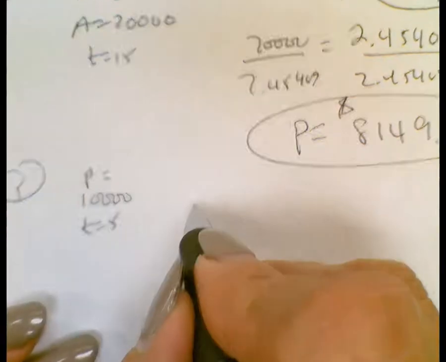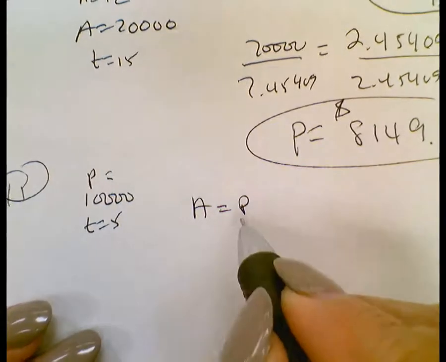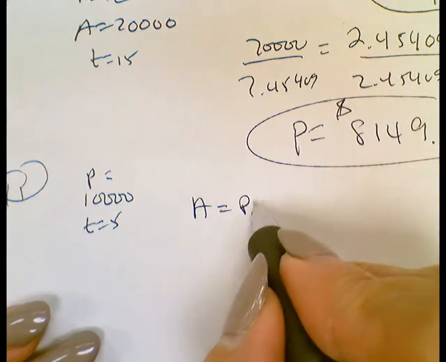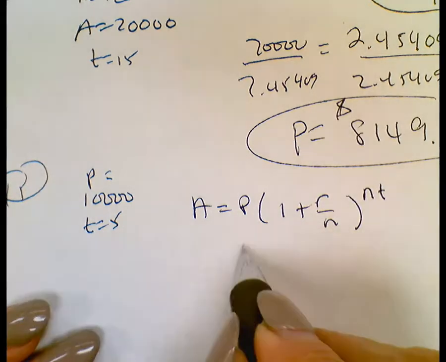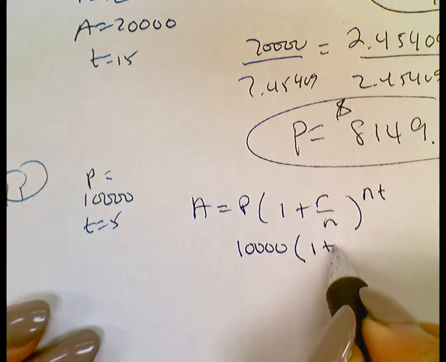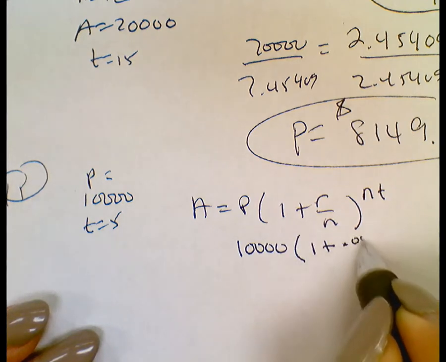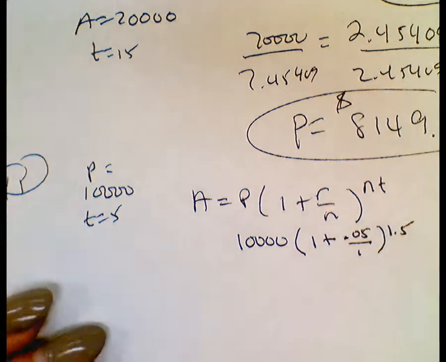So basically, here's your formula. Are any of these compounded? Yes, they're all compounded. So we're using this formula for all of these. Okay, so we're going to invest $10,000 for all of these. 1 plus the first interest is 5% annually for 5 years.